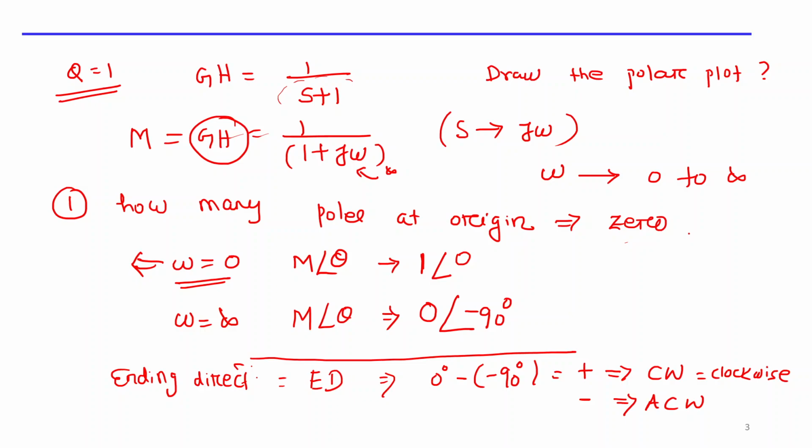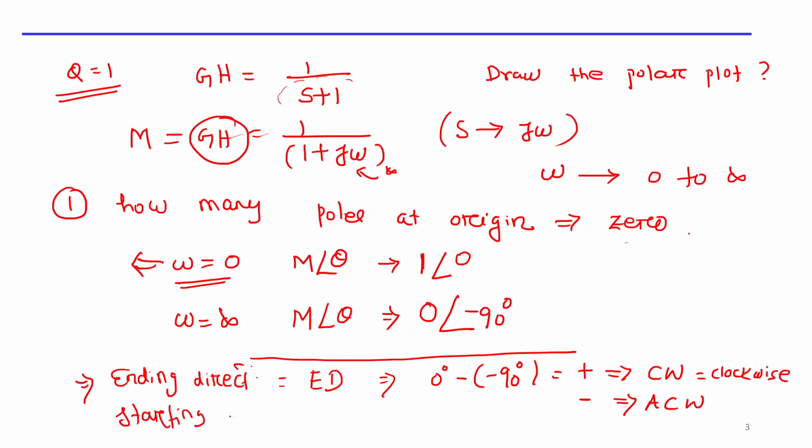Do you understand up to this point what is meant by ending direction and what you need to find out? You need to find the magnitude and angle at omega equal to 0, and the magnitude and angle at omega equal to infinity, then subtract these two angles and find the sign of the angle. If it is positive, then the ending direction, where the polar plot will terminate, is clockwise, and if it is negative, it will be anti-clockwise. And what about the starting direction?